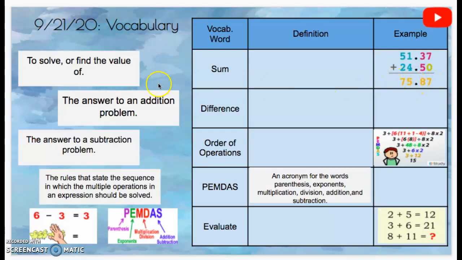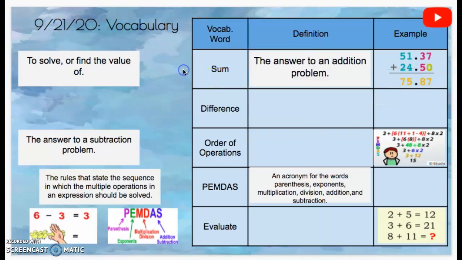So what does it mean to be the sum? To solve or find the value of? Okay, but the sum is really the answer of it. How about the answer to an addition problem? Yeah, sum, answer to an addition problem. So you'll drag and drop that there.